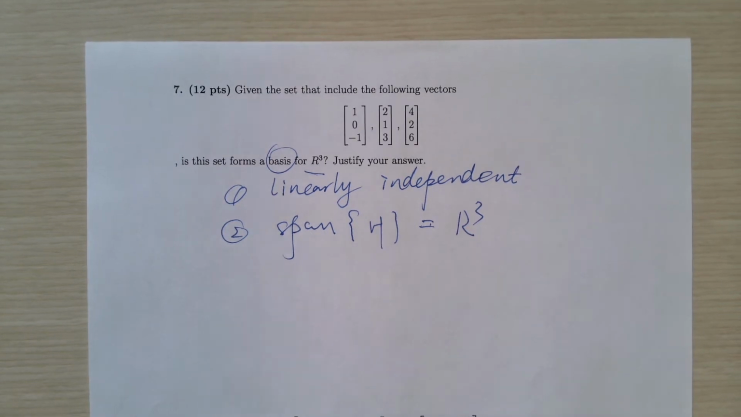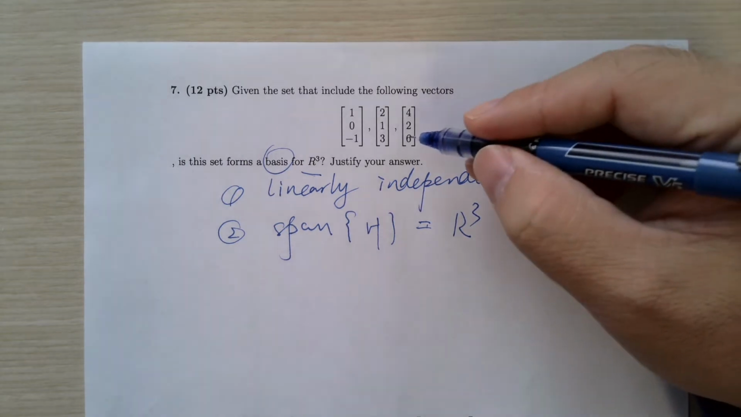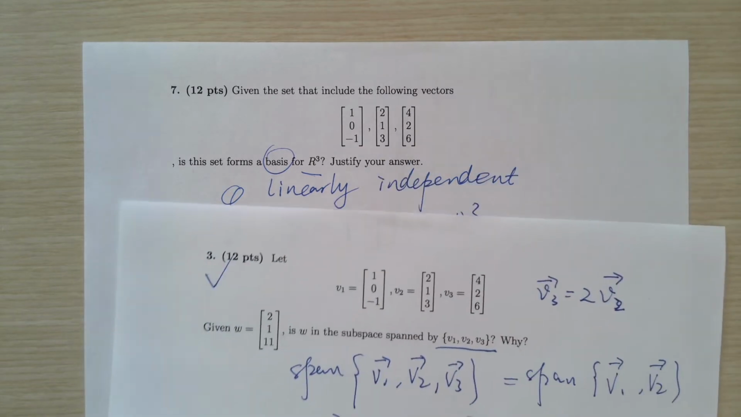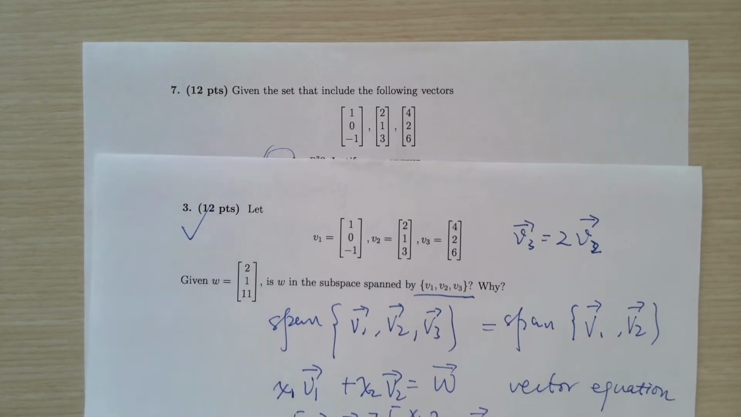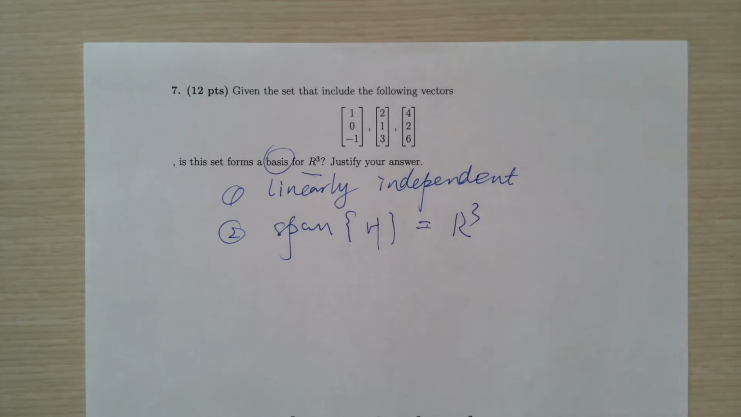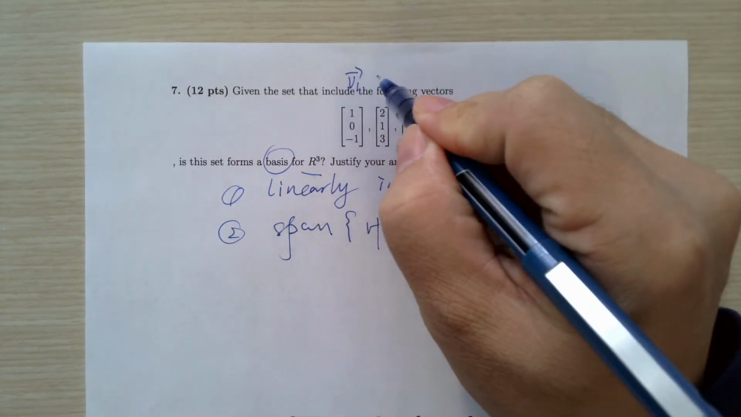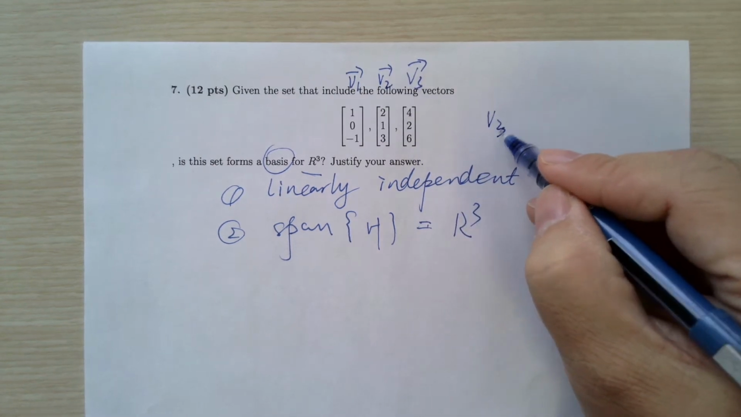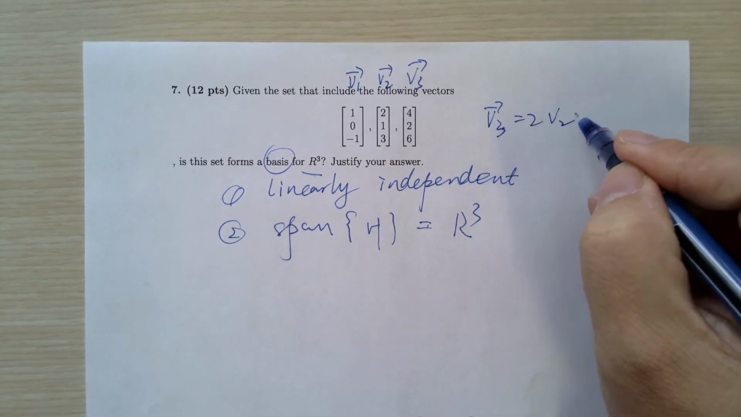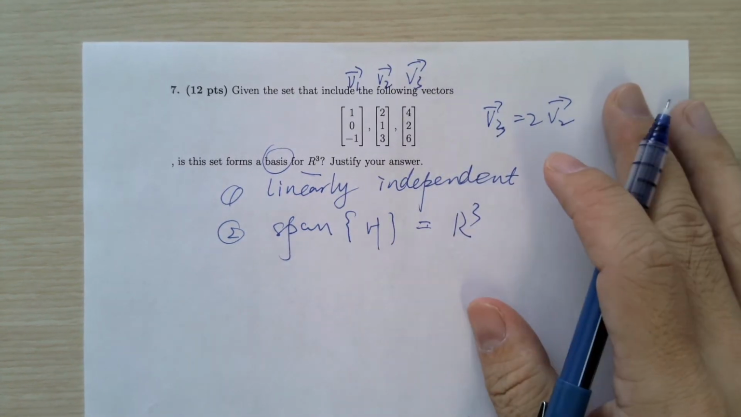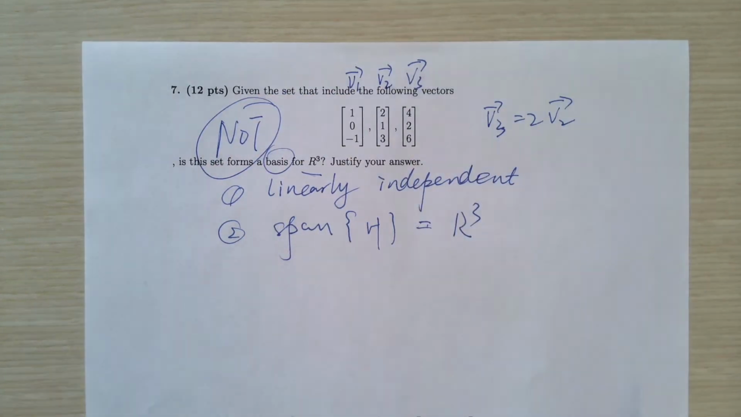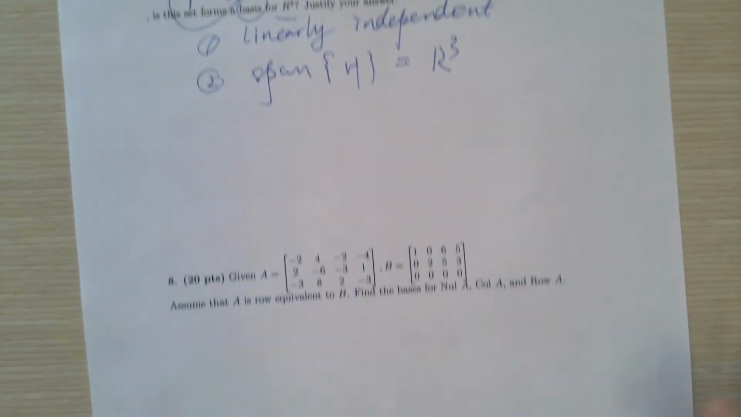So you have to satisfy both, and then you can claim that this is a basis. Well, it's very easy to see because this is the same set of vectors from problem 3, right? Suppose we call them V1, V2, and V3. Since V3 equals 2 times V2, it's not linearly independent, so hence it is not a basis, and then done. So it's super simple. Cool. Now, next one.